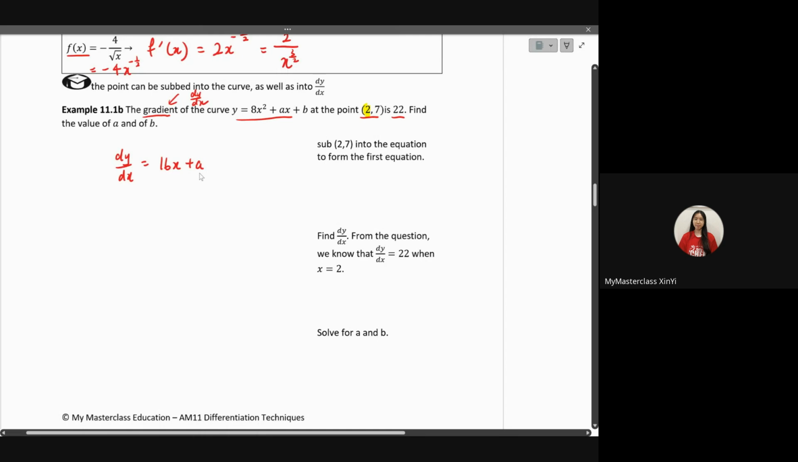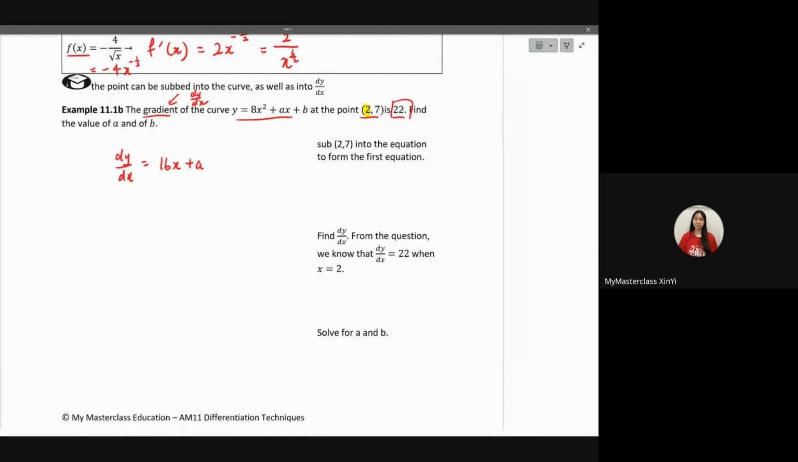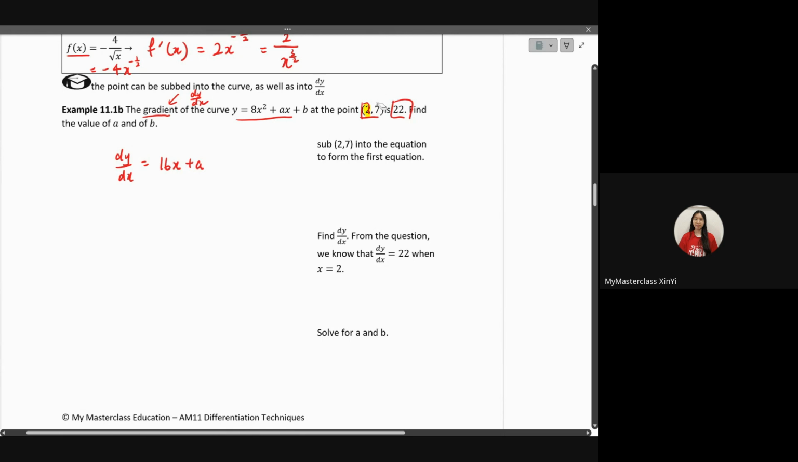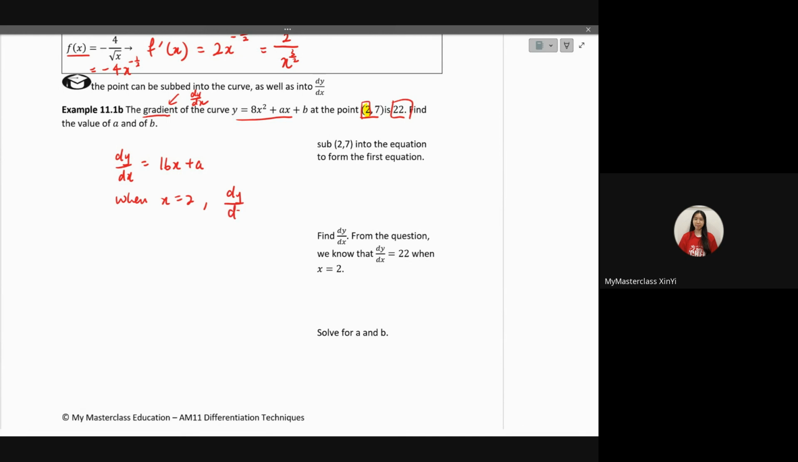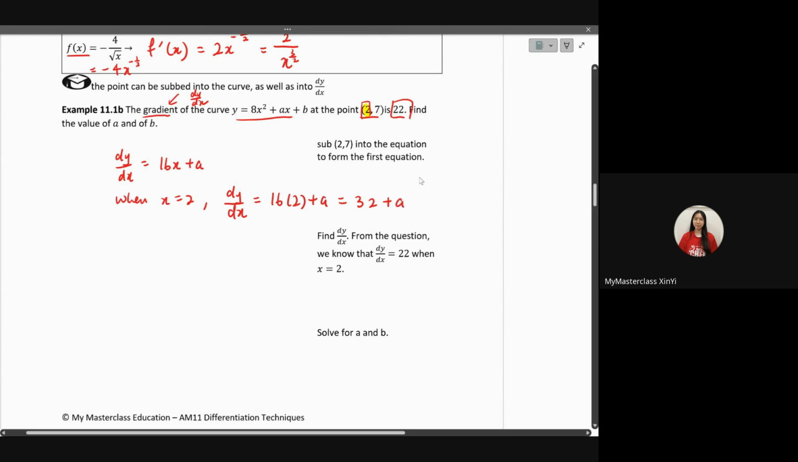Keeping this in mind, here I have at this point (2, 7) the gradient is 22. The gradient at this point is 22. So based on the gradient function, when I plug in x as 2, so when x equals 2, my gradient itself will be equal to 16 times 2 plus 8, which is equal to 32 plus 8. And then they tell me this gradient is supposed to be 22. So this just means this one equals 22.